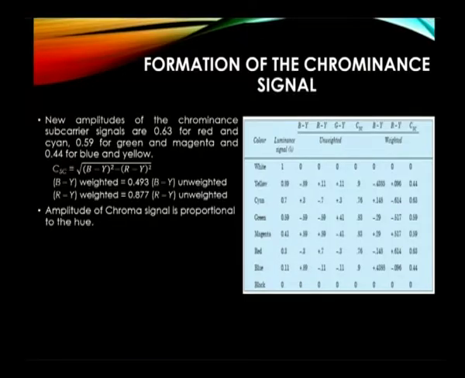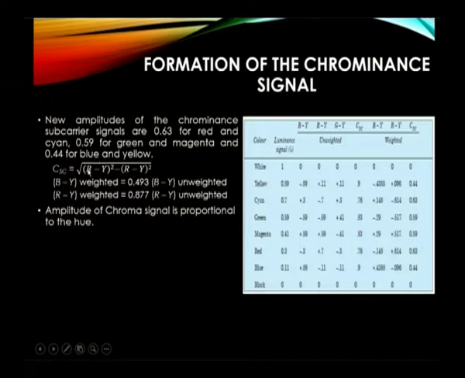Now it is very clear how this chrominance signal will be formed. The new amplitude of the chrominance subcarrier signal will be 0.60. Before, without the weighing factor, the amplitude of the subcarrier signals would be this, but after adding B minus Y and R minus Y with the weighing factor, we will get 0.44 for the yellow signal. Like that, for the red signal we will get 0.63 using this formula: chrominance signal is equal to the square root of (B minus Y) whole square plus (R minus Y) whole square, with the weighing factor for B minus Y being 0.493 of B minus Y.